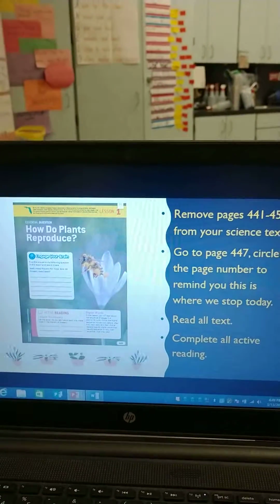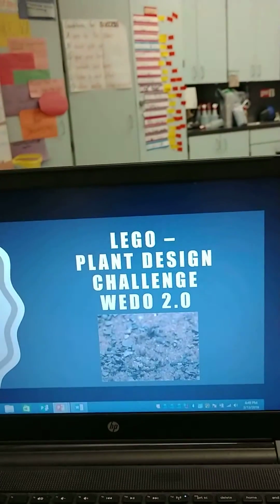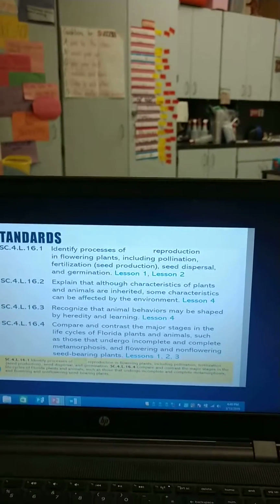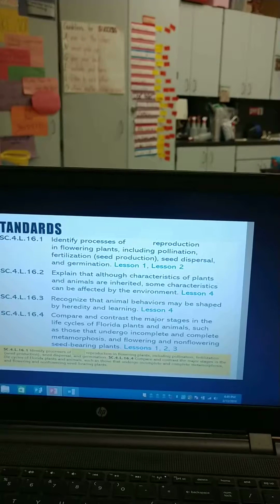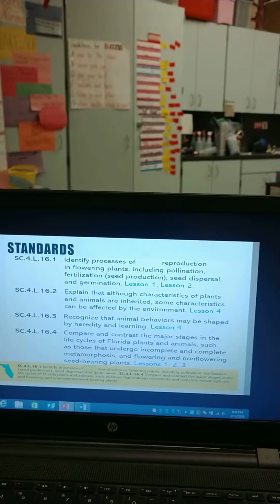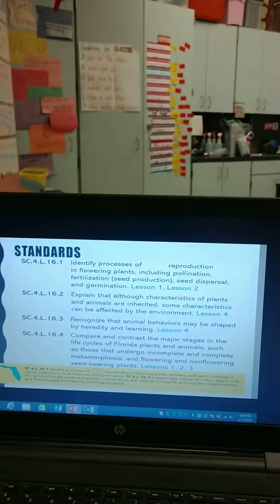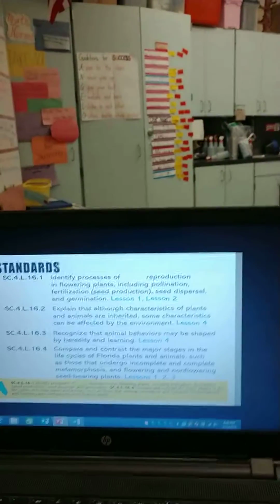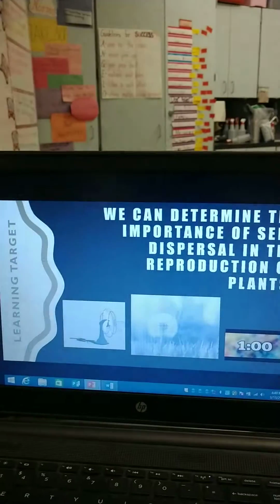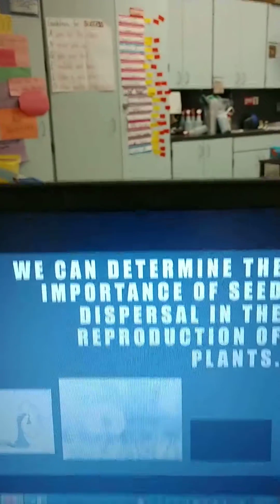March the 7th. Okay, on March the 7th, we worked on something else. And then we had garden. And then we had Legos. So Legos were on Monday. So now we're on Tuesday the 12th.